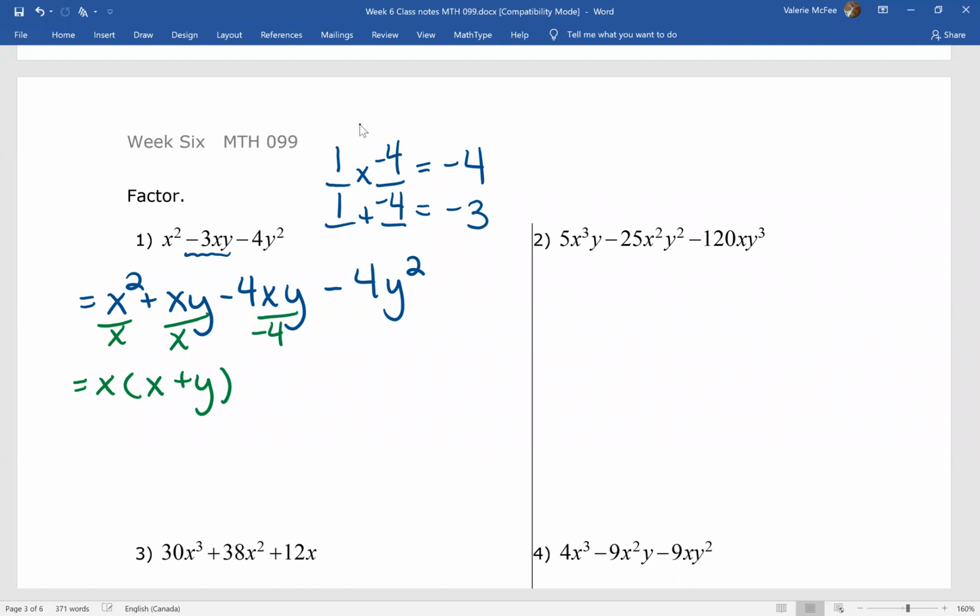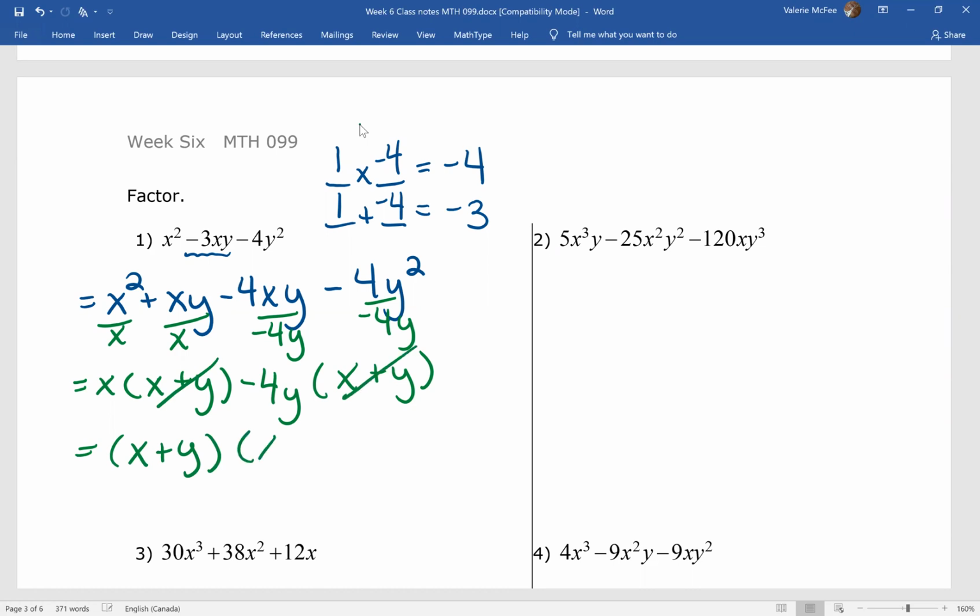Negative 4y is common in the last two. Oops, negative 4y I said. Leaving x plus y here. We see that x plus y is common, leaving x minus 4y as the second factor.